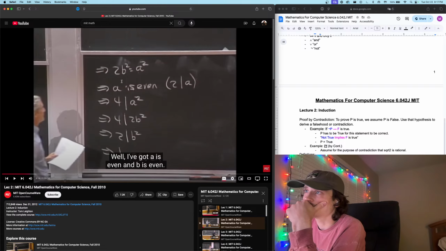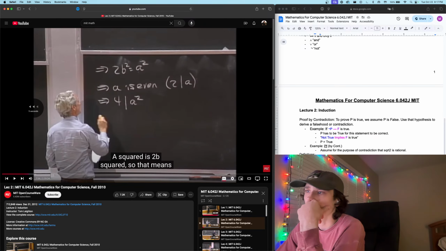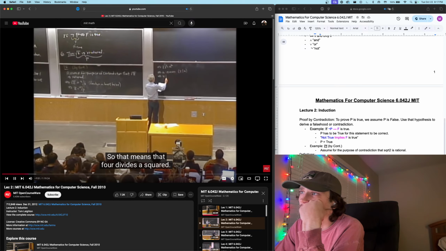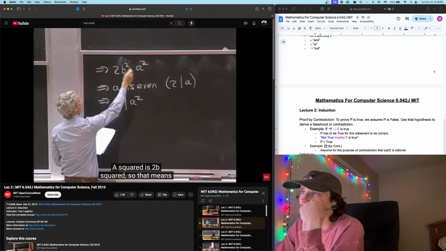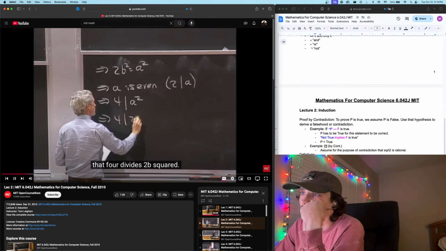Four divides 2b squared as well. Why does 4 divide 2b squared? 4 divides A squared. A squared is 2b squared, so that means that 4 divides 2b squared.